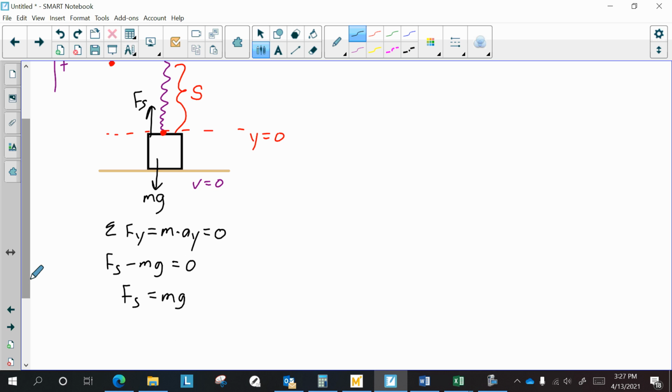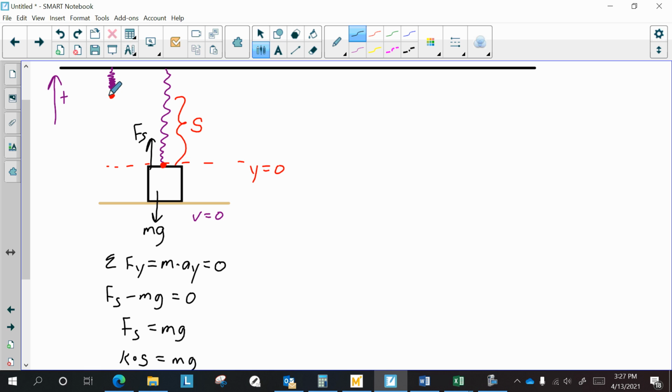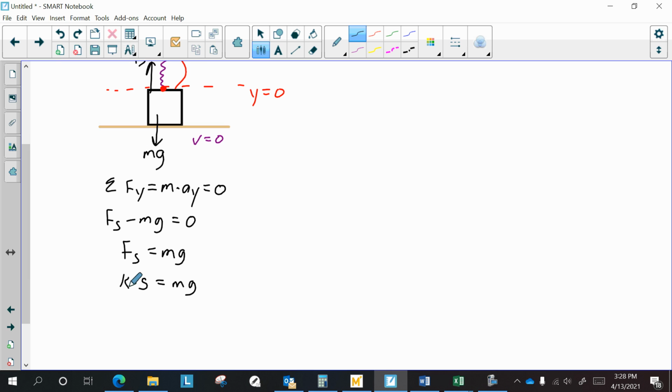And how do you calculate the force of the spring? It's proportional to the stretch. So k times S equals mg. As we went from here up to here, that's how much it stretched. So that stretch times some constant of proportionality, which we refer to as the spring constant, is the force applied by the spring. And in this case, that equals the weight. They're equal and opposite forces.